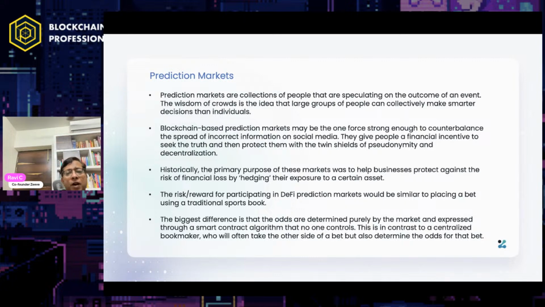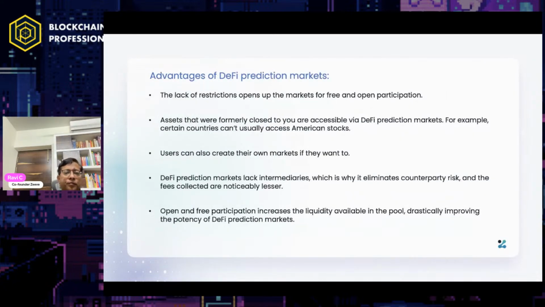In the case of prediction markets, there's a large group of people who are participating in this. So it's also called the wisdom of the crowd, and it works very much like, where different participants come in, and there's a speculation that happens, and based on the actual outcome, there's a risk or reward.